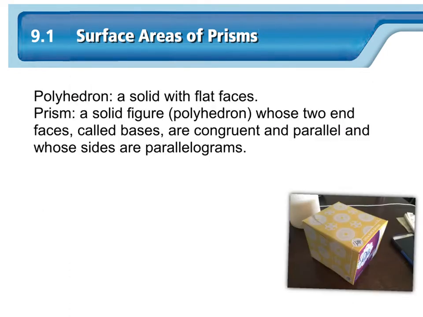Here's why. A prism is a solid figure, which is called a polyhedron, whose two ends are called bases. Now, those bases, those end faces, must be congruent and parallel, and whose sides are parallelograms, and that's why a cylinder does not work. A cylinder is curved, therefore, the side of a cylinder is not a parallelogram. Even if you unfold it, it becomes a parallelogram, but it's curved, therefore, that's why it's not a prism.